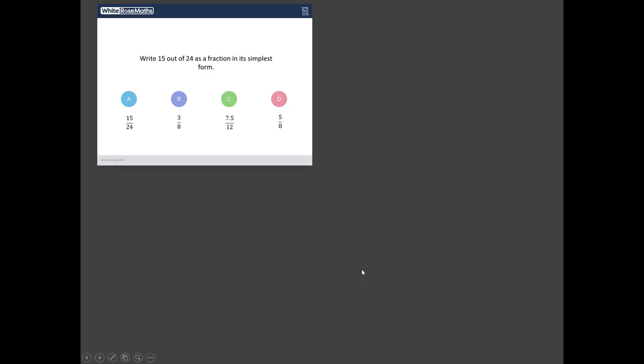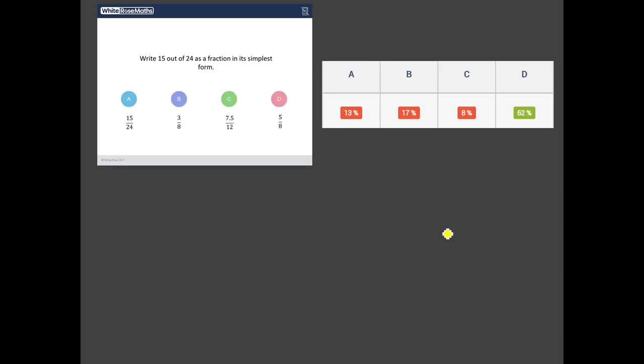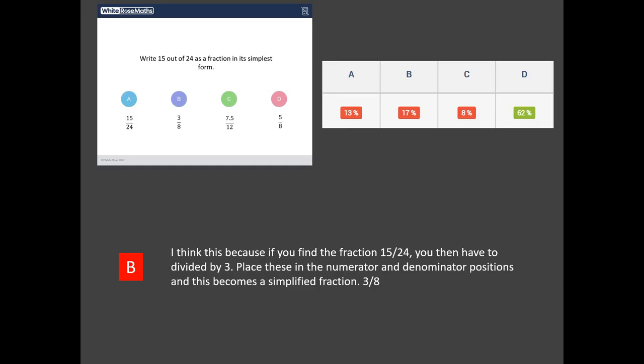Let's see if we've got it right. Well, yeah, we have, but look at that. Only 62% of students also got it right. The most common wrong answer was B, 3/8. Now, why might a student go for B, 3/8? Look, it's a really good start. This is a real life student explanation.